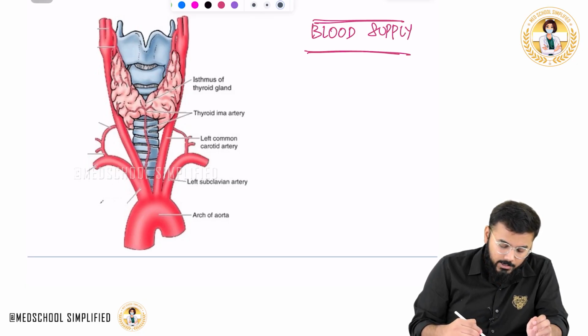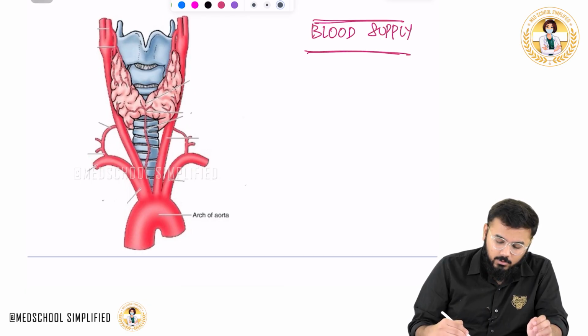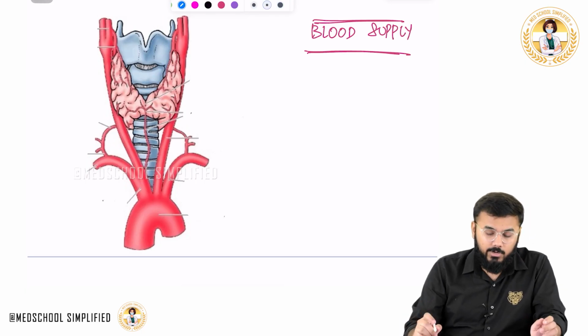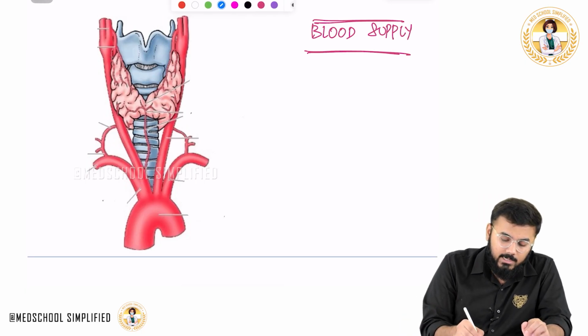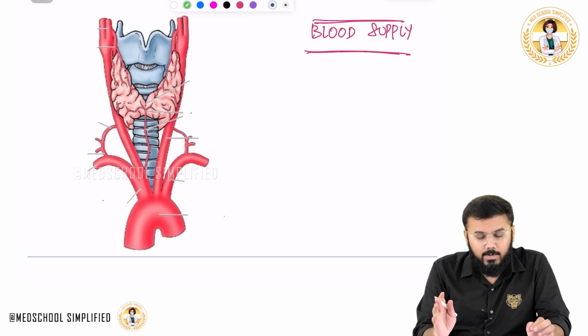Let me remove this part on both the sides and freshly write down these arteries which are in relation with your gland. The first important thing is that we have to locate the gland. Where is your thyroid gland? This particular gland over here is called your thyroid gland, and this is called the isthmus of the thyroid gland. So you understood where your thyroid gland is.